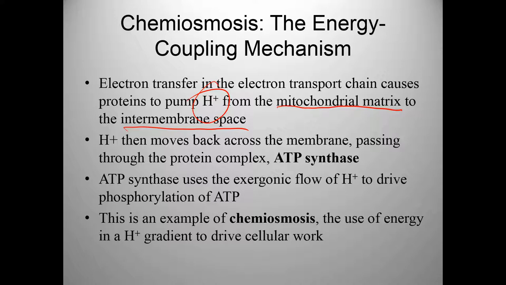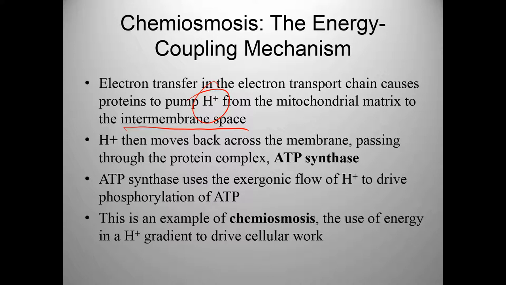So in this case, you're going against a concentration gradient. If you recall, ions do not cross cellular membranes. If you're talking about a healthy, intact cell membrane, the ions don't cross by themselves, because the cell membrane itself is impermeable to ions.